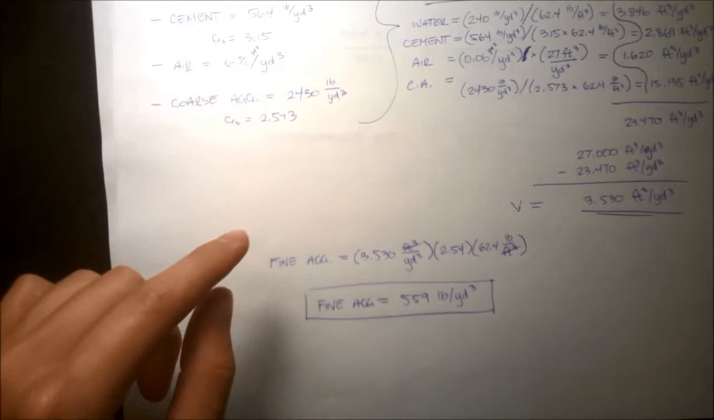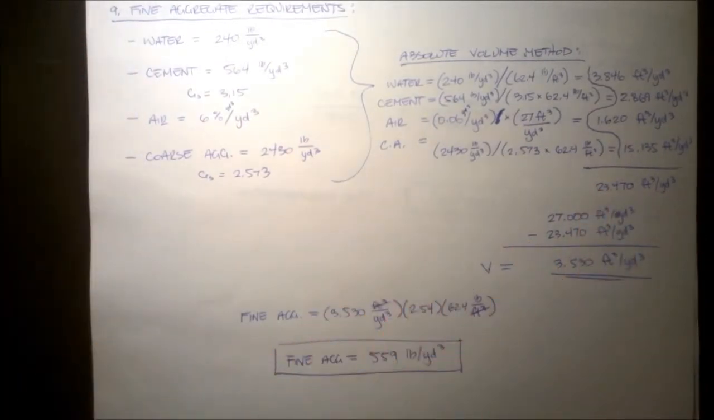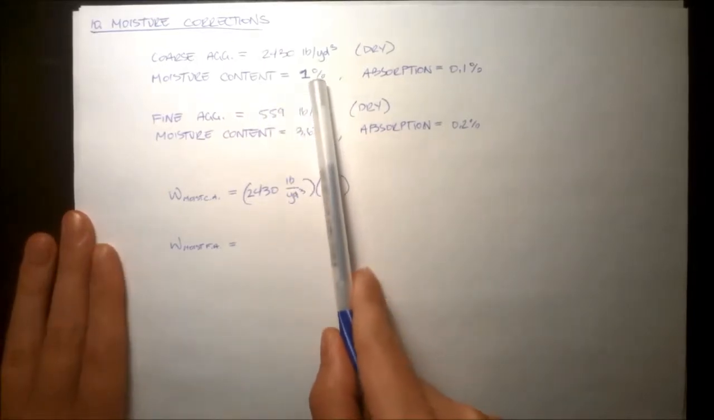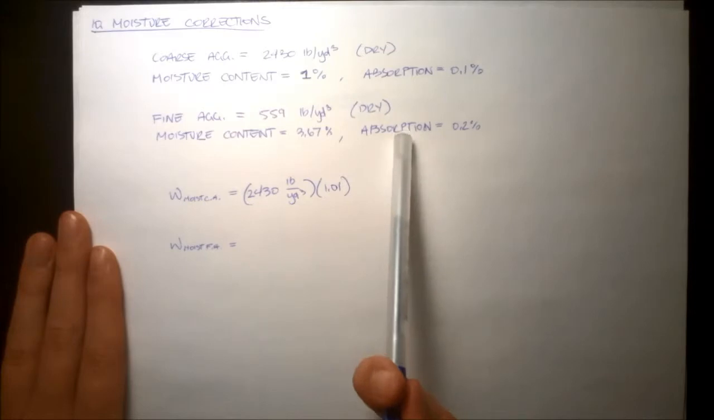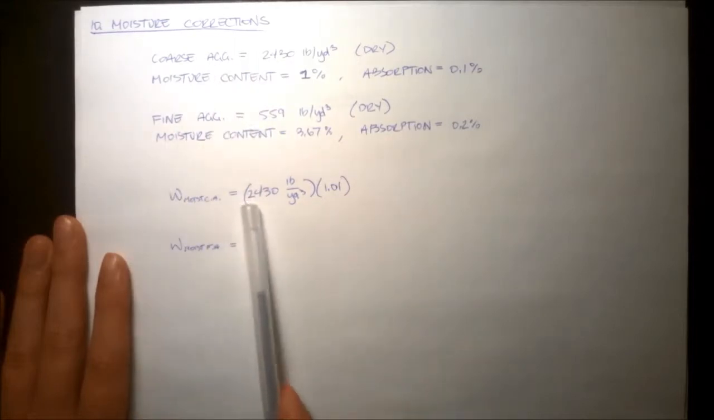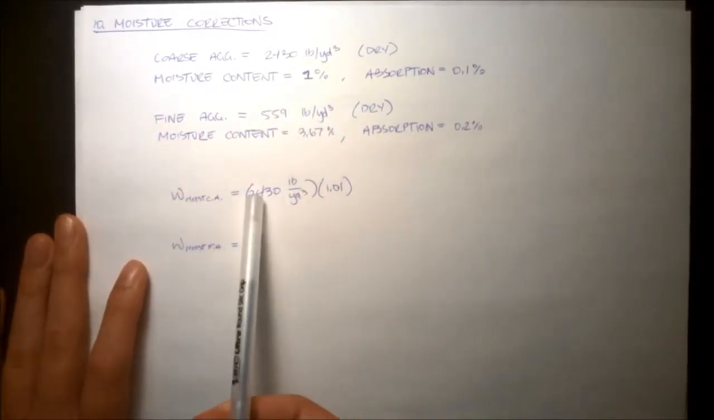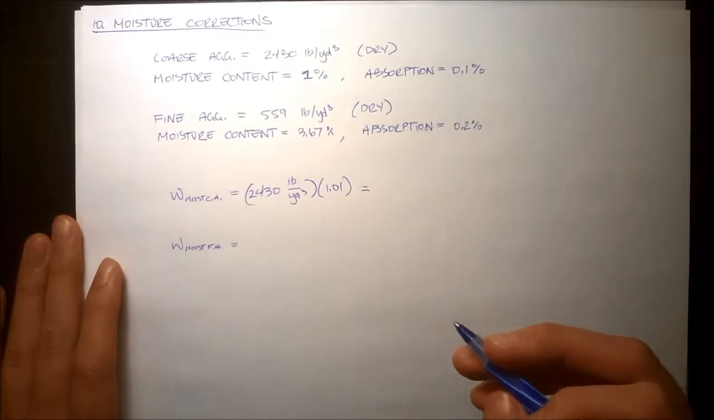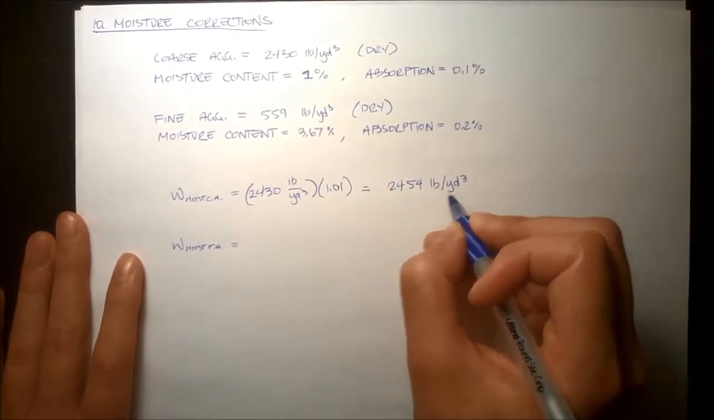So now we have all 5 elements, and in the next step, we're going to look at correcting the moisture conditions. To do that, we're going to look at the moisture content of the coarse aggregate and fine aggregate. For coarse aggregate, it's 1%, and it has an absorption of 0.1%. For the fine aggregate, it has a moisture content of 3.67% with an absorption of 0.2%. To get the corrected weight of the aggregates, you take the dry weight and multiply it by 1 plus the moisture content. So in this case, it's 2,430 pounds per cubic yard times 1.01, which equals 2,454 pounds per cubic yard.